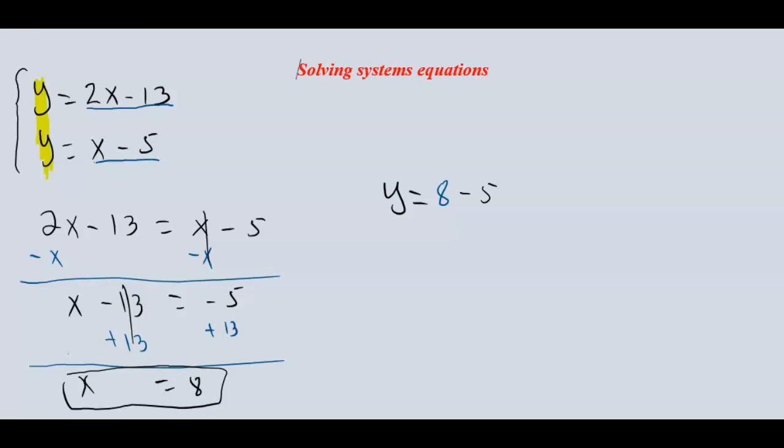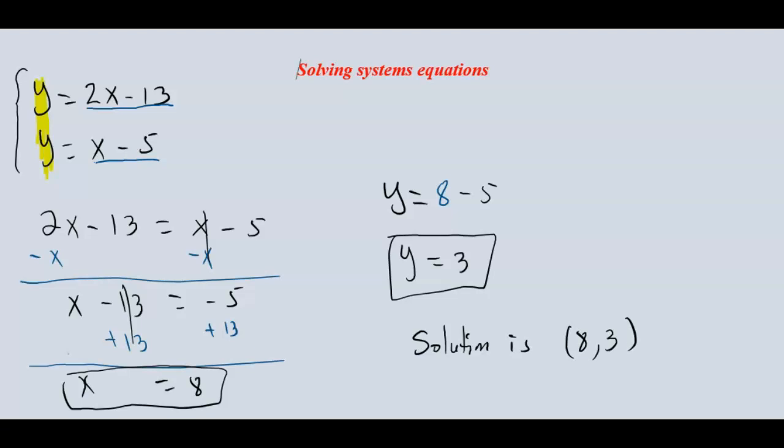So 8 minus 5 is 3. So y is 3. So your solution is 8 and 3.